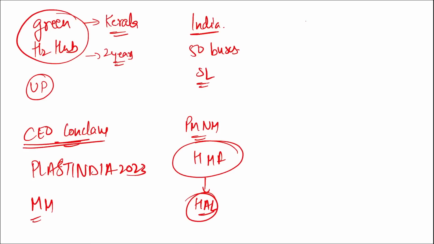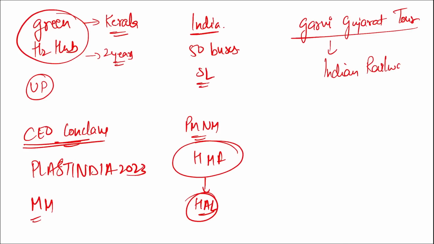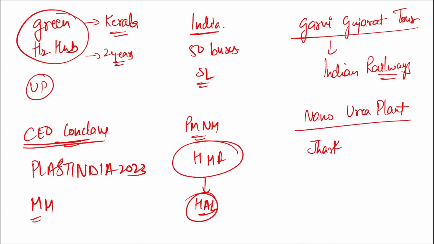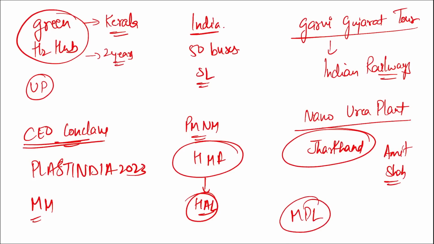Then which organization has introduced Garvi Gujarat Tour? It was launched by Indian Railways. All right. Then who laid the foundation for nano urea plant in Jharkhand? Who laid the foundation of this nano urea plant in Jharkhand? Amit Shah. All right, then who emerged as the most popular leader in the world with almost 78% approval rating? PM Narendra Modi, the PM of India.